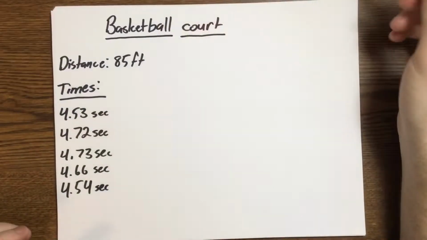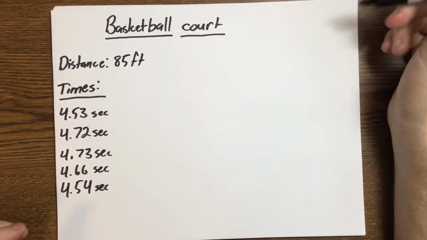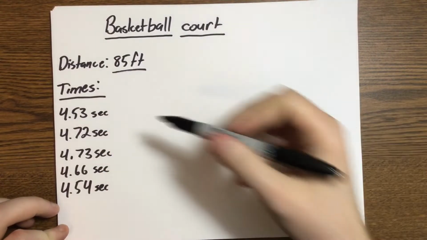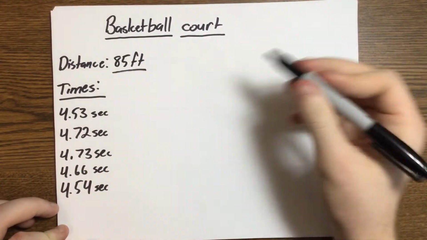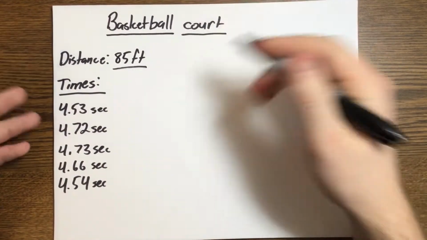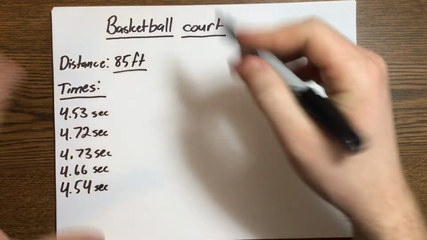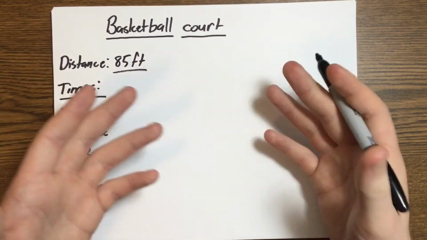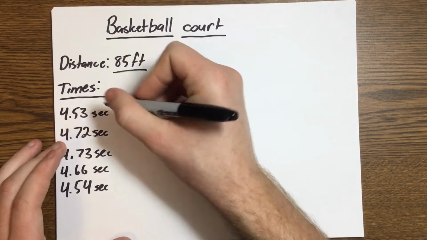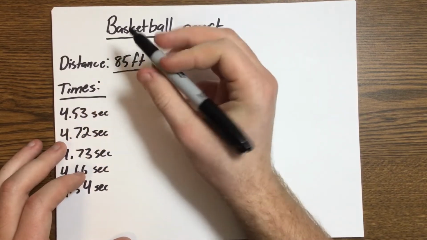All right, so we're back in from our run. Our distance for basketball court was 85 feet. Here are the times that I ran. So using this information, we can see what my average speed was for each run, and then we're going to use all those averages to find my average speed total for this distance. So for the first run, we have 4.53 seconds.